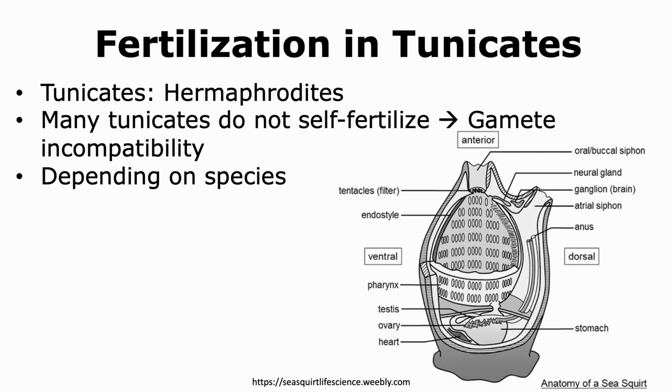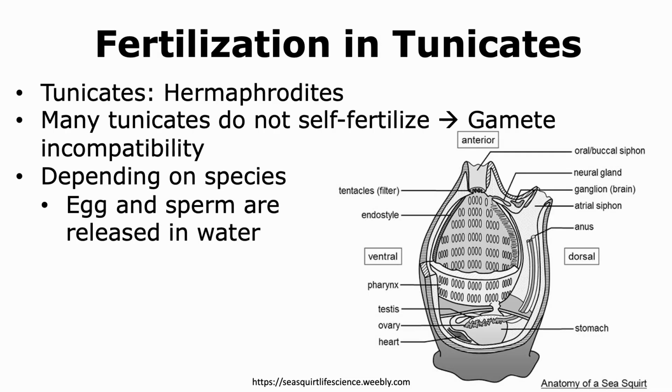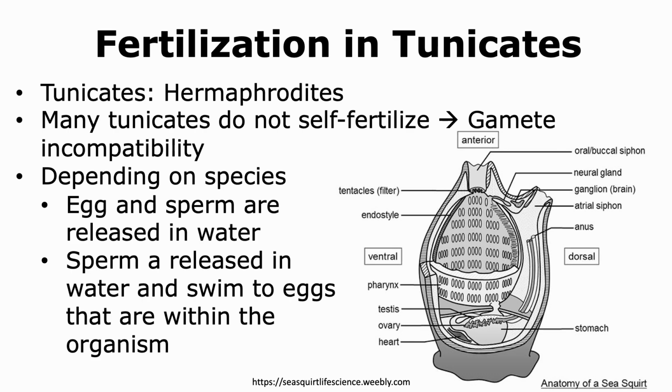Depending on the species of the tunicate, we can either have the egg and the sperm released in the water and thus fertilization becomes external, or we could have the sperm released in the water and these sperm then swim to the eggs that are present within another tunicate. In this situation, the fertilization is internal.